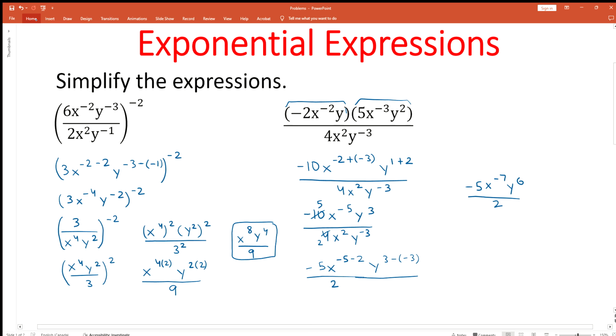The final answer should not have a negative exponent, so we should move the x term to the denominator, because that will change the exponent negative 7 to positive 7. This should be the final answer for the simplified form of the second given expression. So these are the steps you have to keep in mind to simplify expressions like these.